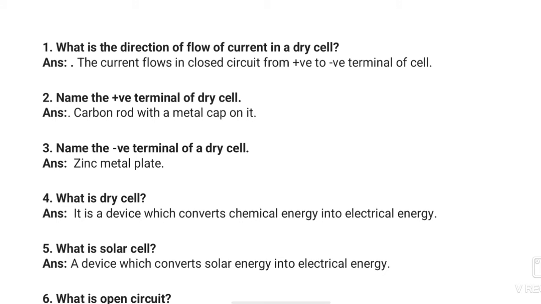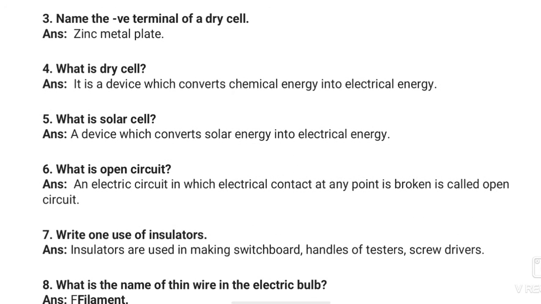Now the next question: name the negative terminal of a dry cell. It is the zinc metal plate. Opposite the carbon rod with the metal cap is always the zinc metal plate, so it is called the negative terminal of a dry cell. Next question: what is a dry cell? It is a device which converts chemical energy into electrical energy.